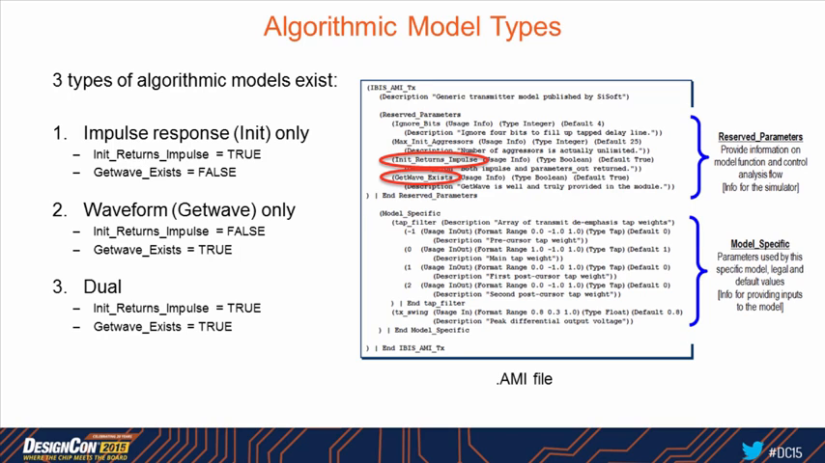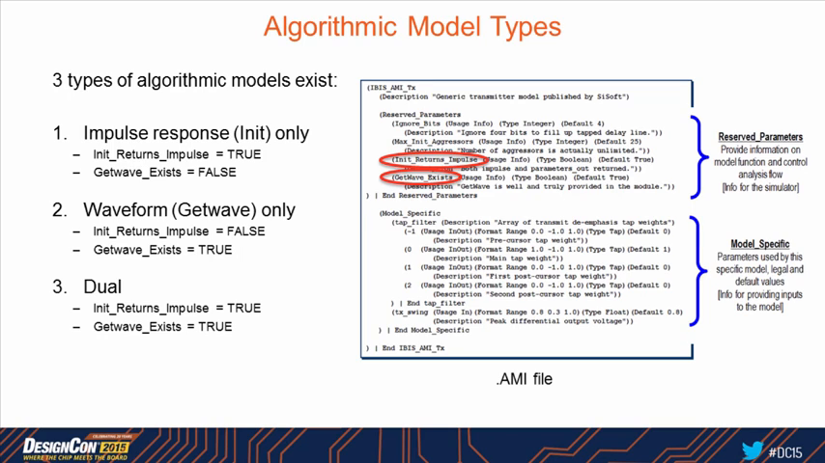Now, the first type of model is a model that we talk about as an impulse response or init-only model. This is a model that only knows how to process impulse response data. You give it an impulse response in, it adds its equalization, it gives you a modified impulse response back. And that's all that that algorithmic model knows how to do. So if you were to look at the AMI file and the value of Init_Returns_Impulse was true and the value of GetWave_Exists was false, that's an example of a model that only knows how to process impulse responses. Now, the converse is the model that only knows how to process bit-by-bit waveform data.